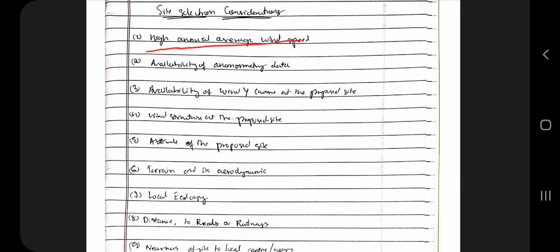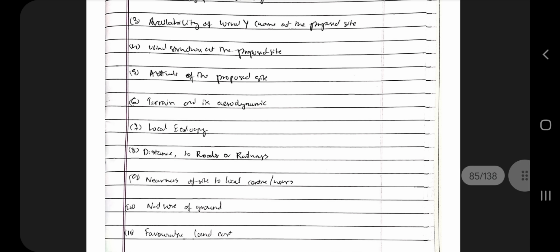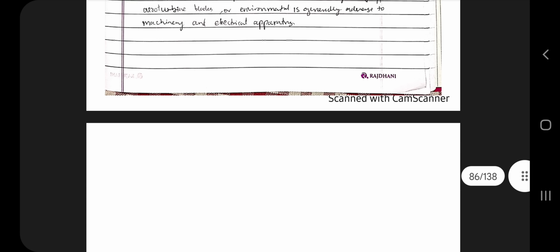High annual average wind speed, availability of data, how much wind is there, wind structure, altitude, terrain, meaning location, which location you are going to, and what are the aerodynamic factors present in that location, local ecology, distance, nearness, and the nature of the ground, favorable land cost, where you make it the cost will be lower, where there is more wind in the whole year, and what is the environmental condition of the people living in that area, whether they will be affected by the construction of this building or not. Those are all the different factors which you have to keep in mind.